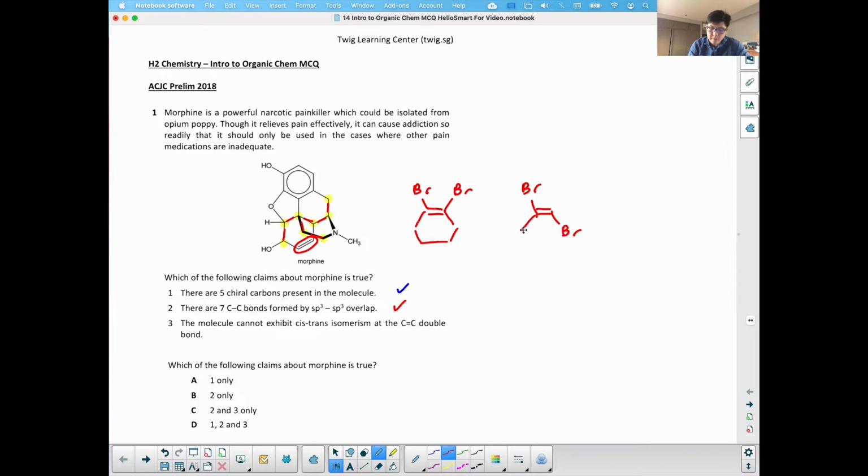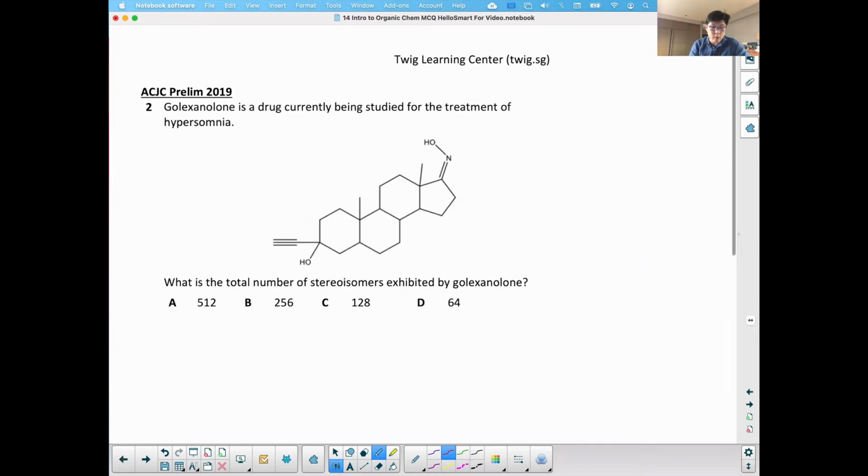Imagine if I try to draw a trans: 2 carbons here, 1 carbon here, 1 carbon here, and these 2 carbons are just too far away to join. So trans does not exist. A double bond within a 6-membered ring wouldn't have cis-trans. Minimally, you must have an 8-membered ring with a double bond inside, then you can have cis-trans. So this statement is correct. The answer is D. Let's look at the second question.